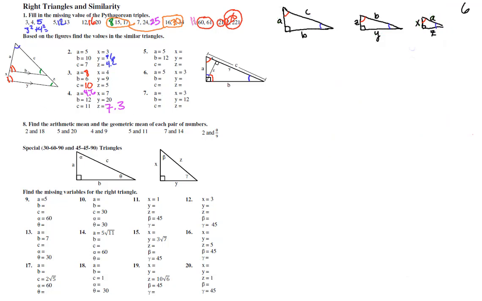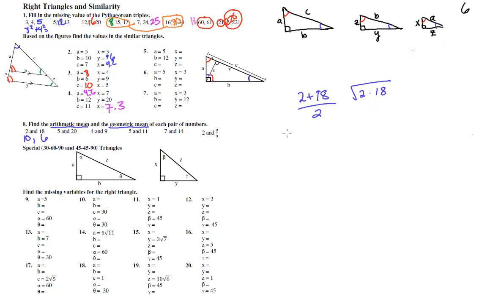With number 8, find the arithmetic mean and the geometric mean. So arithmetic mean is to take the two numbers like 2 plus 18 and divide by 2. That's 20 divided by 2 is 10. The geometric mean is where you take 2 times 18 and then you square root. 2 times 18 is 36. Square rooting it, you get 6.